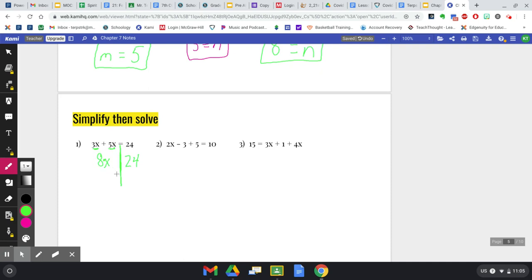So I have 8 times x equals 24. So 8 times what is 24? You can figure that out by division. So that would leave me with 1x. 24 divided by 8 is 3.